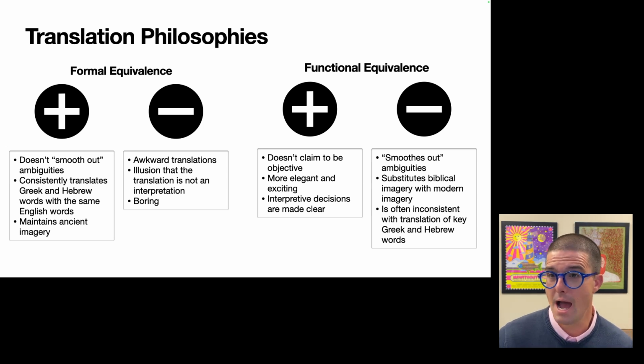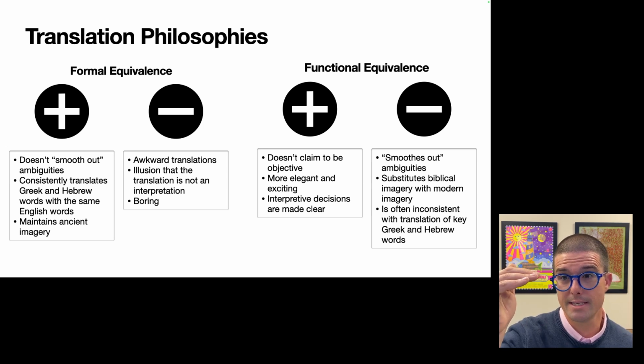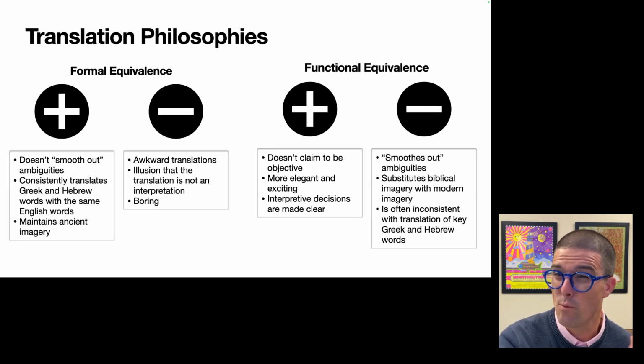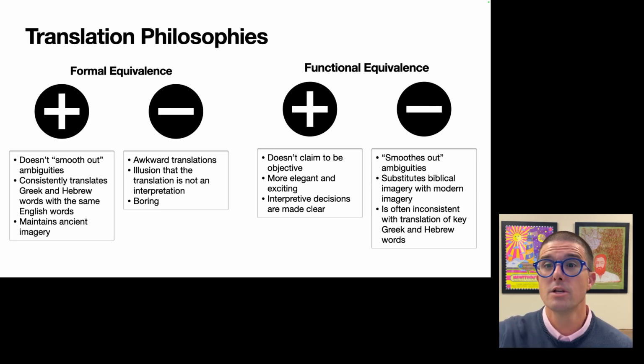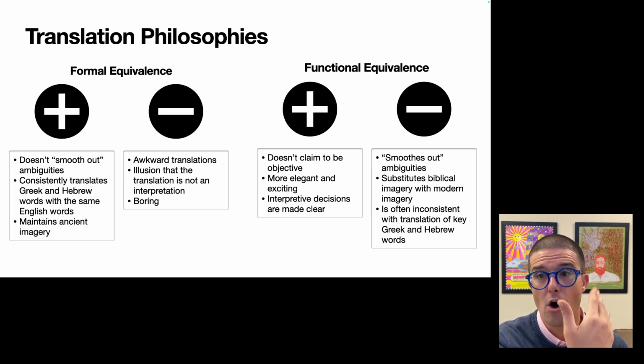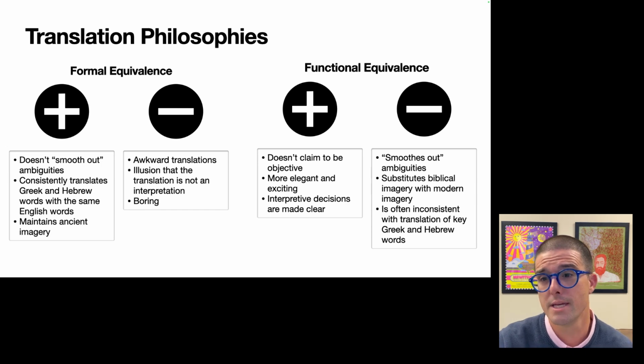And finally, and perhaps most damning to functional equivalence translations, or the biggest drawback to them, is that they will translate individual Greek or Hebrew words a variety of different ways. So a Greek word, dikaios, might be translated "justice" in one place and "ethics" in another. It could be 5 to 10 different ways that one individual word is being translated. So when you come across those different words in English, you wouldn't necessarily know that they all come from the same Greek or Hebrew word.